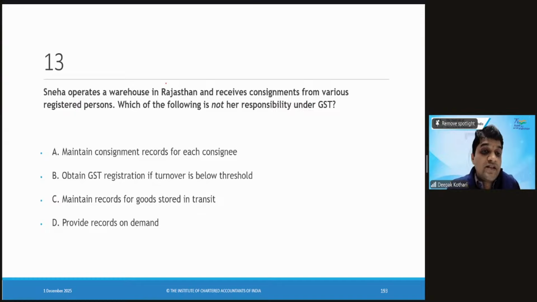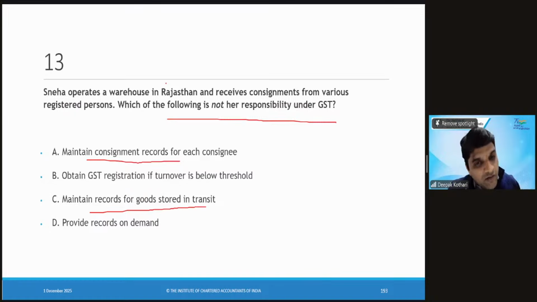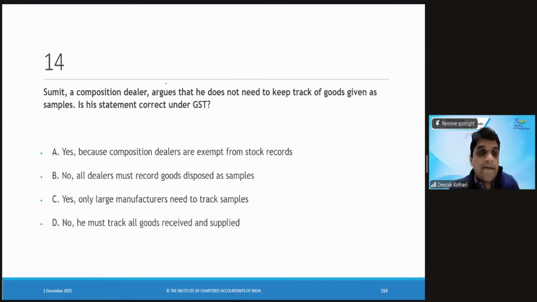Receives consignment from various registered persons. Which of the following is not her responsibility? She has to maintain records, yes. She has to maintain records for goods in transit, yes. Provide records on demand, yes. But the question is which is not her responsibility. She is not required to obtain the GST registration because her threshold limit is less. So she is not required to obtain the registration. Next question.